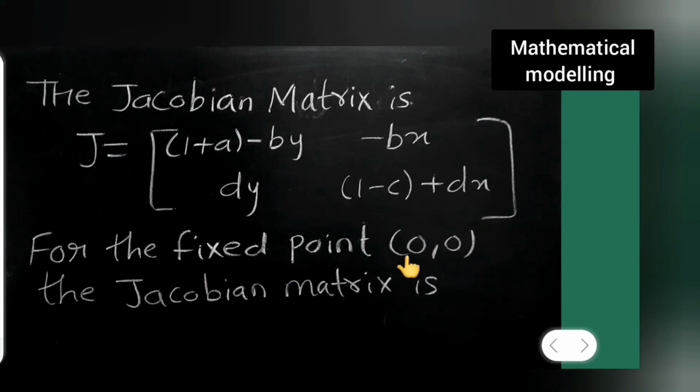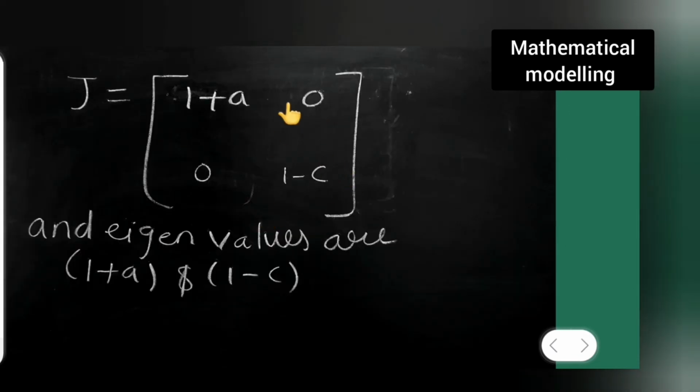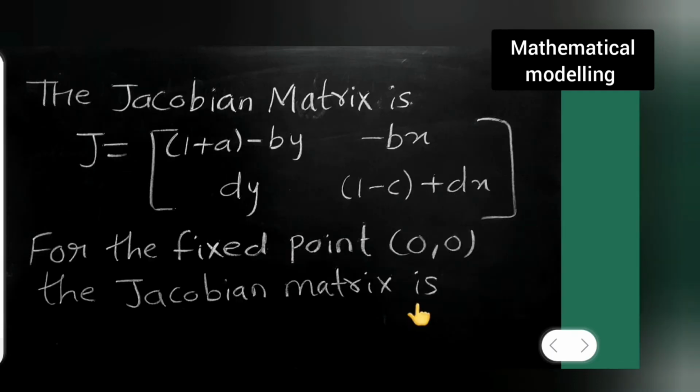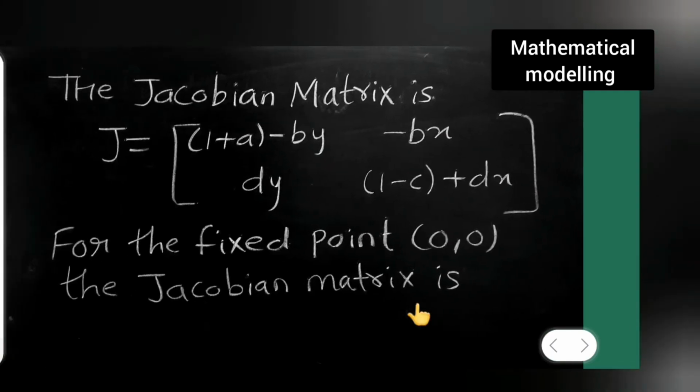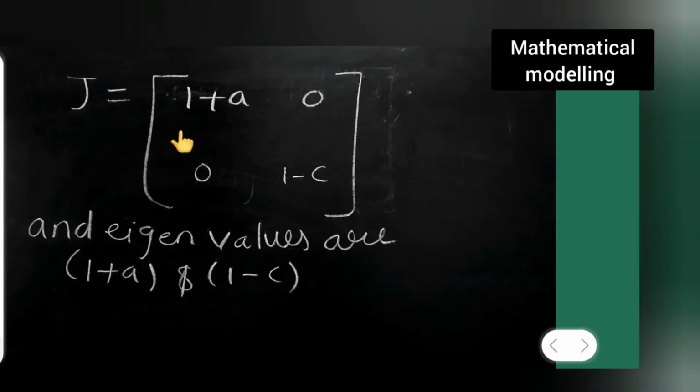For the fixed point 0, 0, the Jacobian matrix is this. This is for the fixed point, okay. So I have taken x and y to be 0, because for the fixed point 0 and 0, x and y are 0. So obviously this will be 0, 0. B value will be 0, x value will be 0, right? So 1 plus a will remain, 1 minus c will remain in this column, okay. And the eigenvalues are what? 1 plus a and 1 minus c.